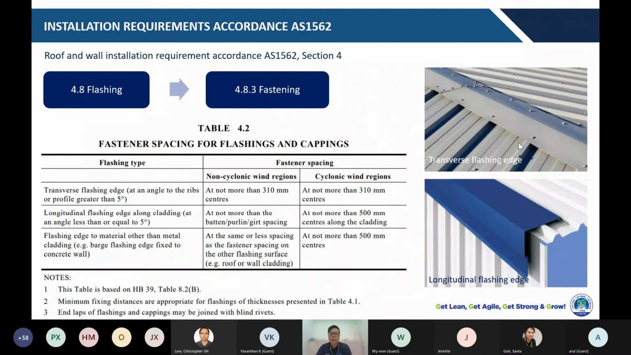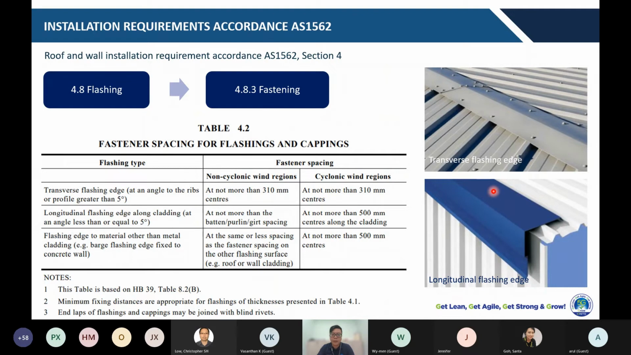And refer to clause 4.8.3, fastening, table 4.2. The standard specified the maximum fastener spacing for flashing. Which means even for the fastener position, there's a recommendation if you adopt AS 1562 in your project. There are different guidelines for the transverse and longitudinal flashing. The difference between these two orientations can be seen in the graphic here.